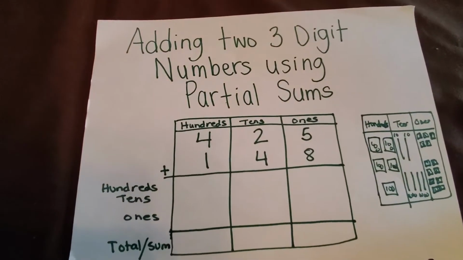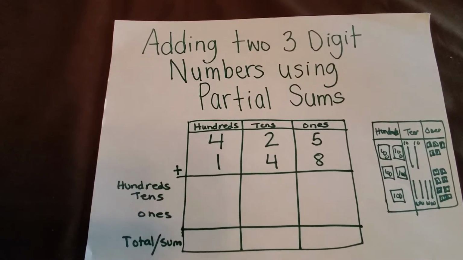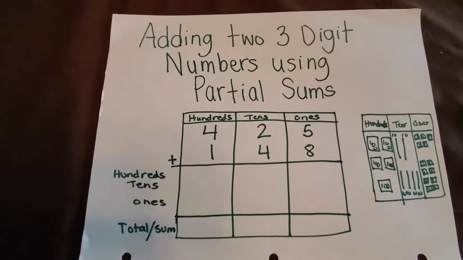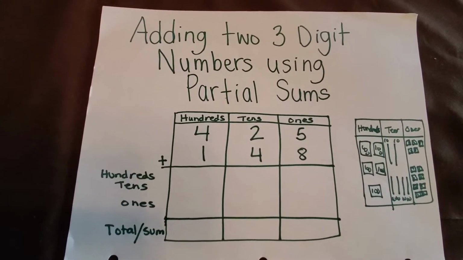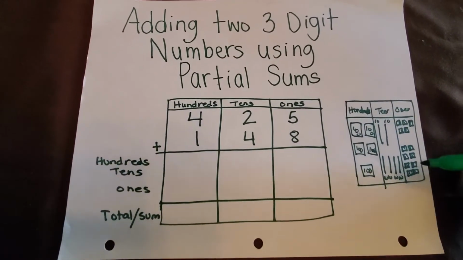Hello everyone. Today we will be adding two 3-digit numbers using partial sums. Along with using partial sums, we're also going to show our model, or our base 10 blocks.